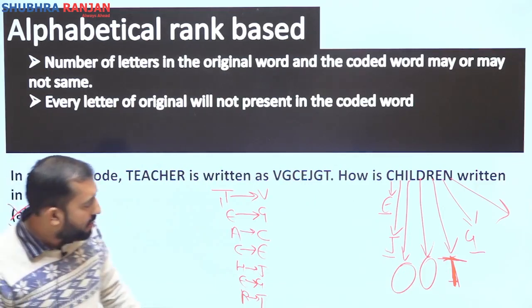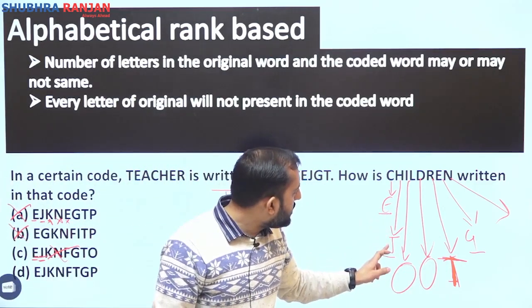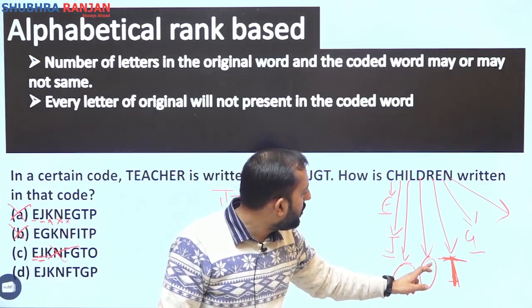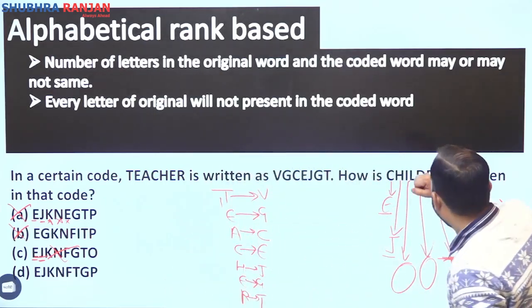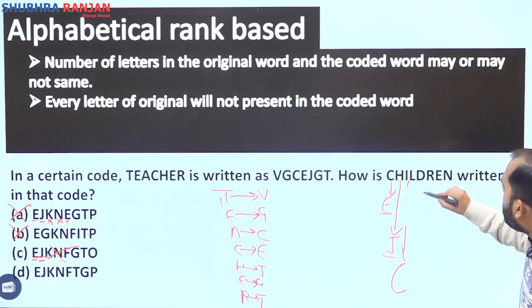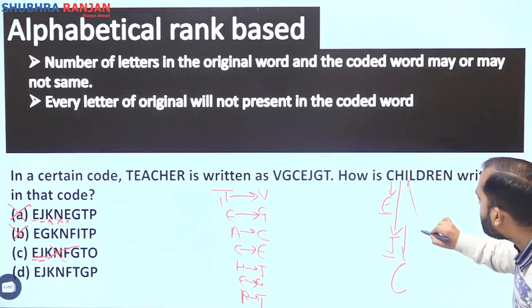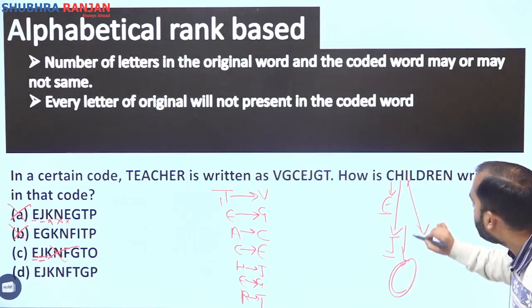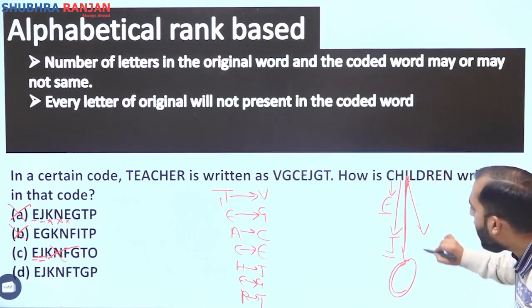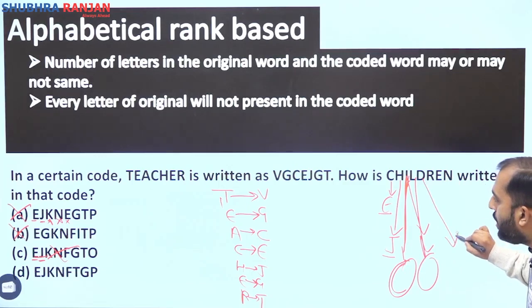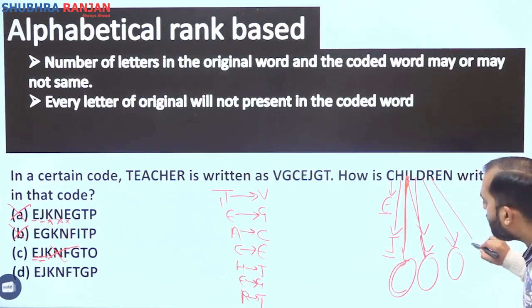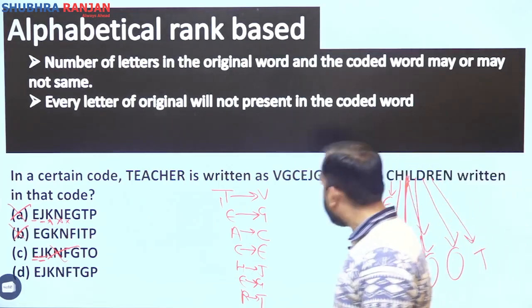Oh, give me a second. First, second, third, fourth, fifth. Oh, I missed something. Sorry. So, I has been replaced with nothing. L has been replaced with nothing. And this D, nothing. And this R with T. Sixth letter. Yes, the sixth letter.